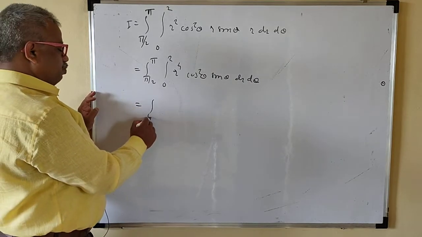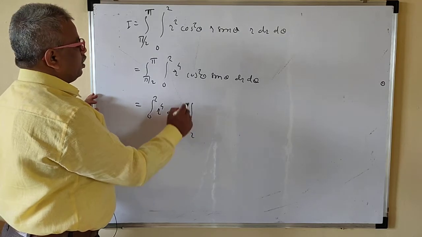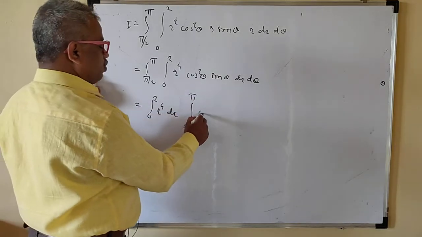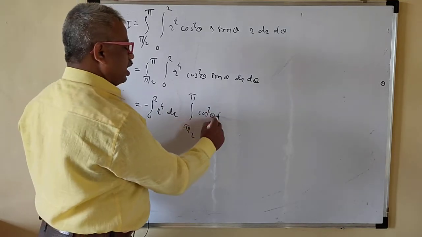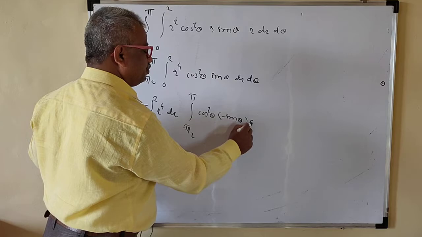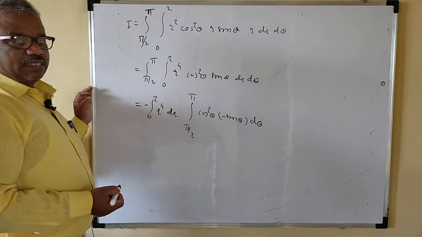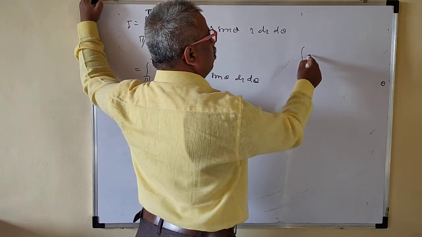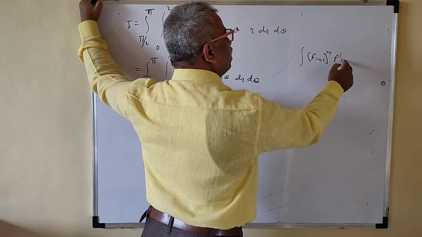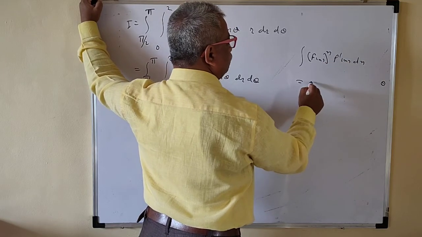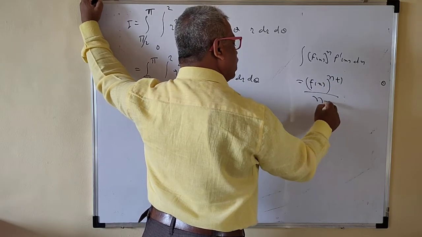Okay, so this is what I will write: 0 to pi, r to the power 4. Then I will write pi by 2 to pi, this is cos square theta. So cos square theta, I can write here minus, and I can write this is what minus sin theta d theta. Why? Because derivative of cos theta is minus sin theta. So we'll apply this formula now. What? f of x to the power n into f prime x dx is same as f of x to the power n plus 1 upon n plus 1.